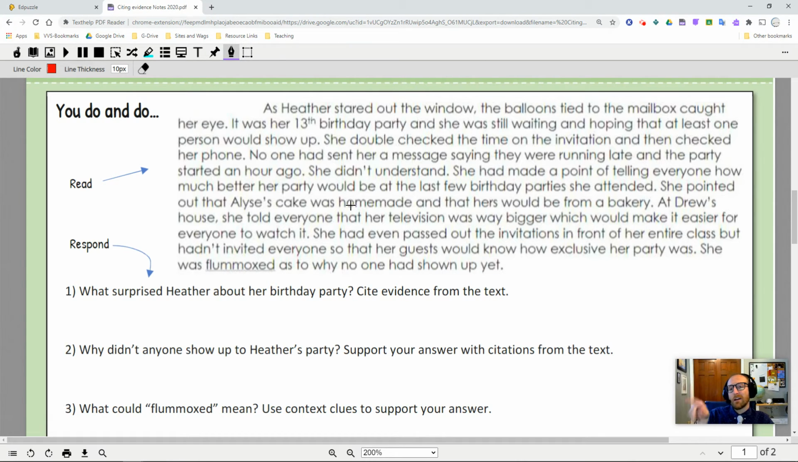She pointed out that Elise's cake was homemade and that hers would be from a bakery. At Drew's house, she told everyone that her television was much bigger, so it would make it easier for everyone to watch it. She even passed out the invitations in front of her entire class, but hadn't invited everyone, so that some of her guests knew how exclusive the party was. She was flummoxed as to why no one had shown up yet.